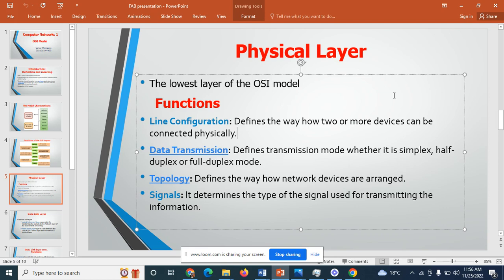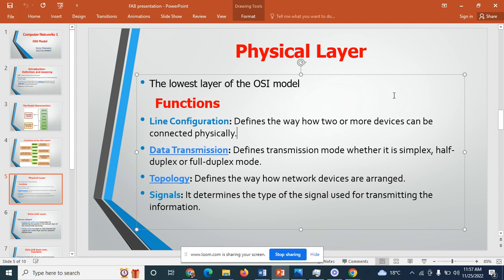So the physical layer enables line configuration. What is line configuration? This is a way in which two or more devices can be connected physically using a medium, which is a network cable or the Wi-Fi that a number of you are using to connect to this session. So transmission defines the transmission mode, whether it's simplex, half duplex, or full duplex. Remember, these are means in which computers are able to communicate in a given medium.